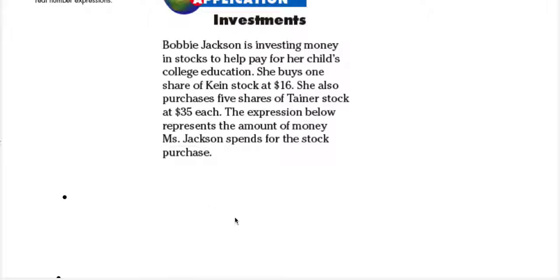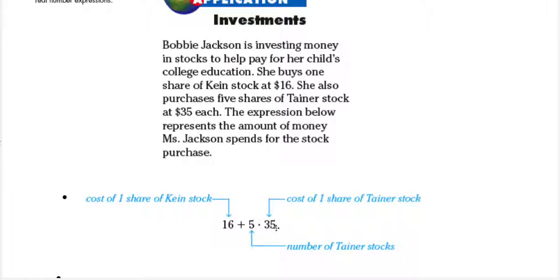Okay, so if you look at this expression right here, the cost of 1 share of Kind stock is $16. Add the number of Tainer stocks, which is 5, multiplied by 35, the cost of 1 share of Tainer stock. So that is the expression that represents the amount of money Miss Jackson spends for the stock purchase.